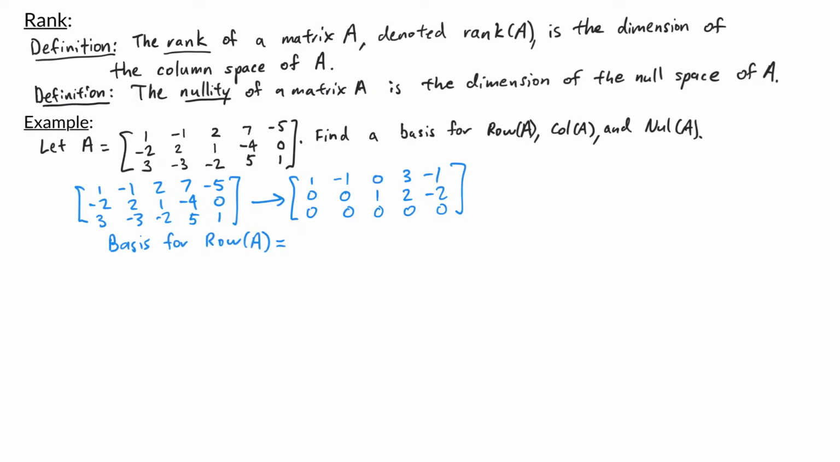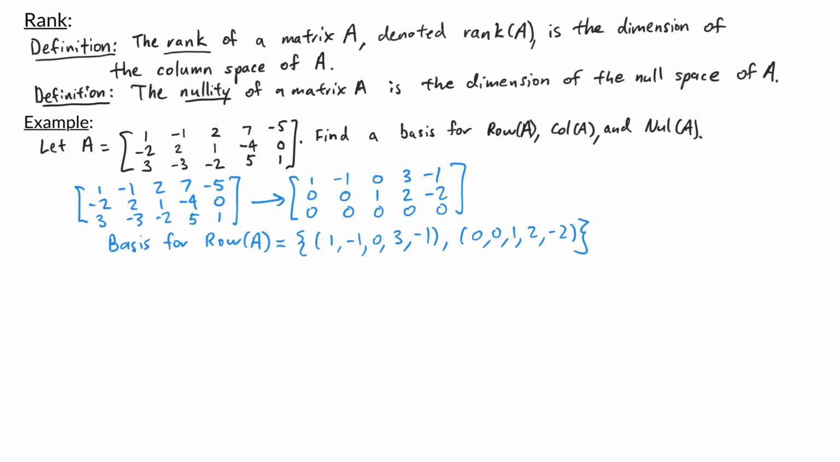So a basis for the row space of A are the non-zero vectors in the row echelon form of A. So here the basis consists of vectors 1, -1, 0, 3, -1, and 0, 0, 1, 2, -2.